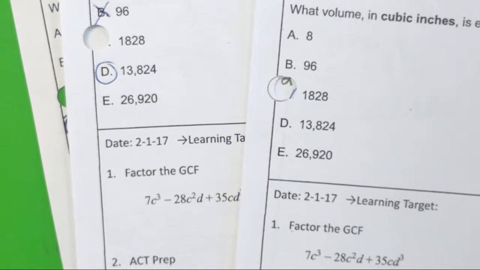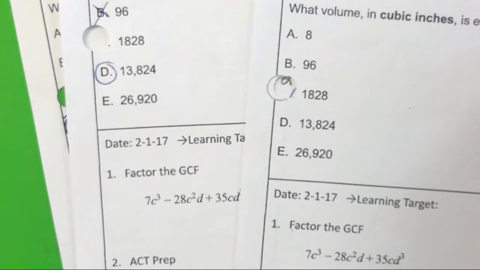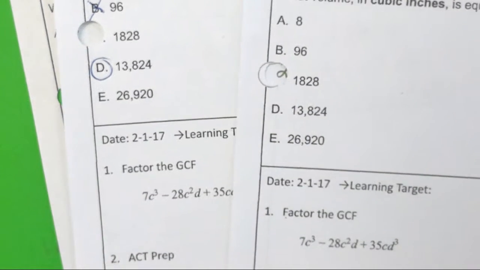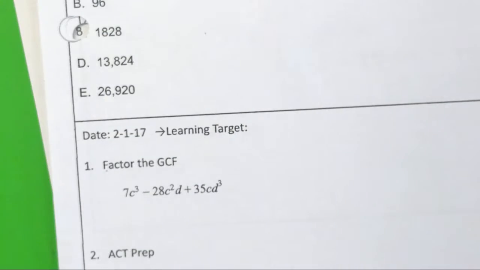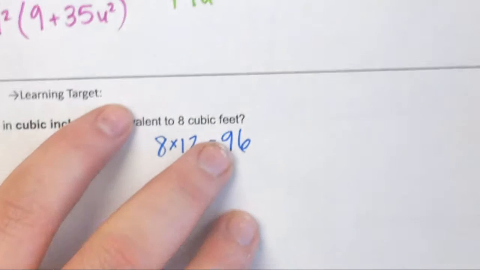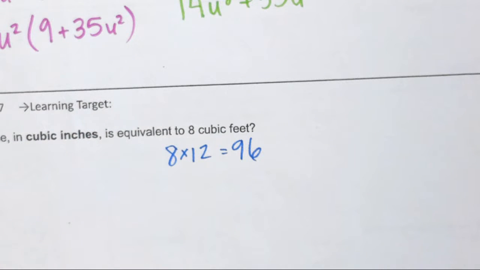So, if you thought you were supposed to do 8 times 12 and get 96, you do understand how to convert between inches and feet. I'll give you that much. However, this problem is not in feet. If you read it carefully, it says a key word of cubic.